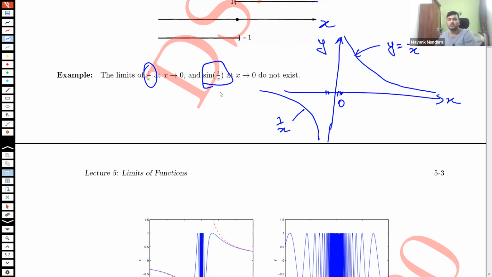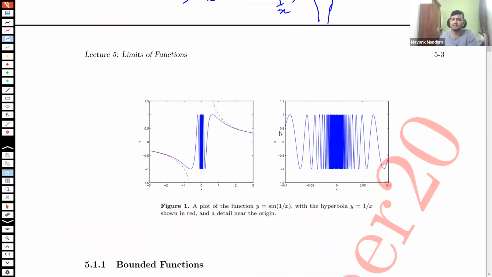Sine 1 by x also does not exist because as x goes to 0, 1 by x increases in magnitude, becoming larger and larger. So this sine 1 by x will oscillate. You see, the sine function is an oscillating function. As you keep increasing its input value, it will start oscillating.